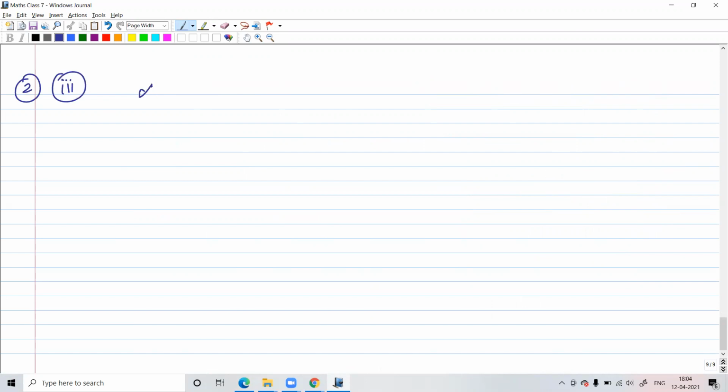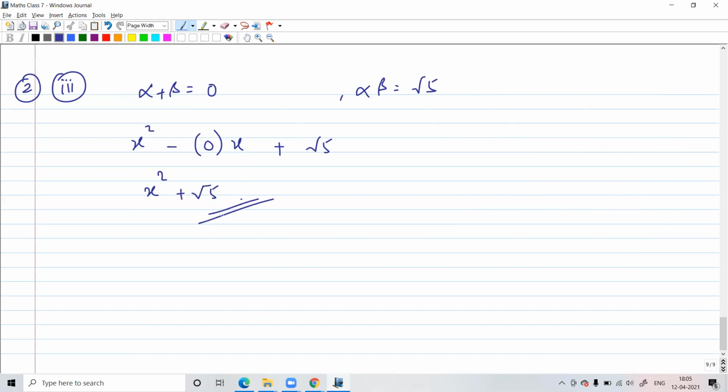So what is alpha plus beta here? It's 0. Alpha into beta, root 5. So it's the same thing, x square minus alpha plus beta. Instead of that, you will write 0 times of x plus alpha into beta. So you will just write root 5. So the middle term becomes 0, no? 0 into x will become 0. So you just have to write x square plus root 5. That's all. This is your answer.